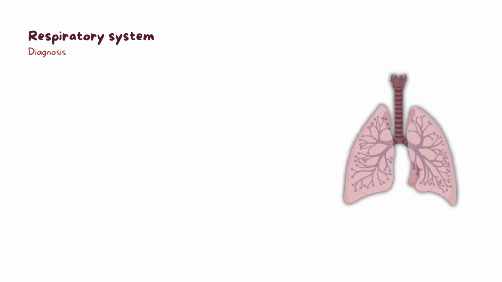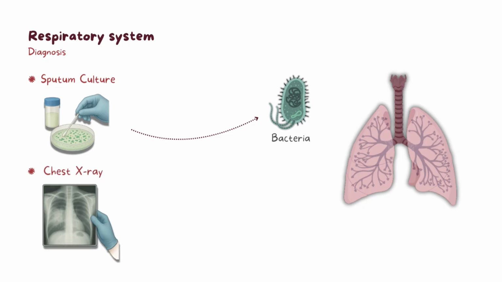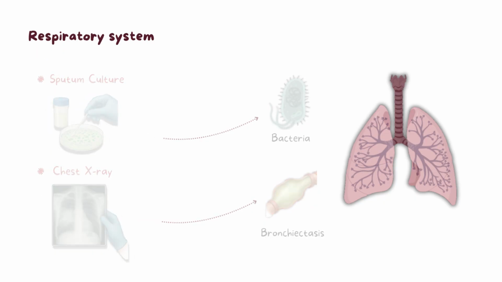Diagnosis of lung involvement in CF relies on several different tools. For the repeated infections, sputum cultures are used to identify which bacteria are colonizing the airways, which guides our antibiotic therapy. Chest X-rays can also be used to detect bronchiectasis, mucus plugging, and other structural changes in the lungs.